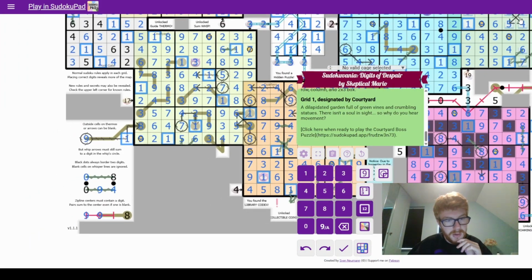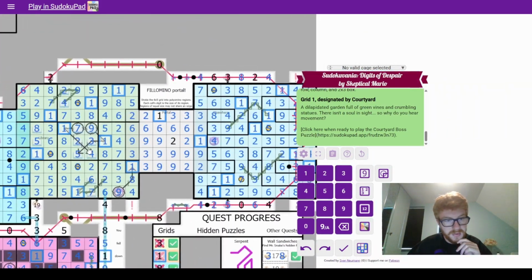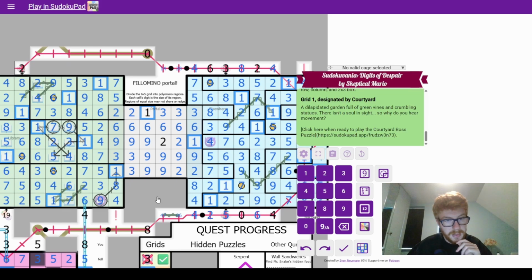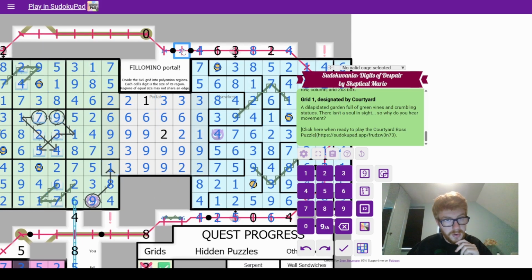What did it say about zipper lines? The other can be blank, but the center has to contain a digit. So that could be an 8 with nothing there. Right. How am I ever going to resolve that then? Because 4, that's blank. That is a 4. That's an 8. And then we're correct.